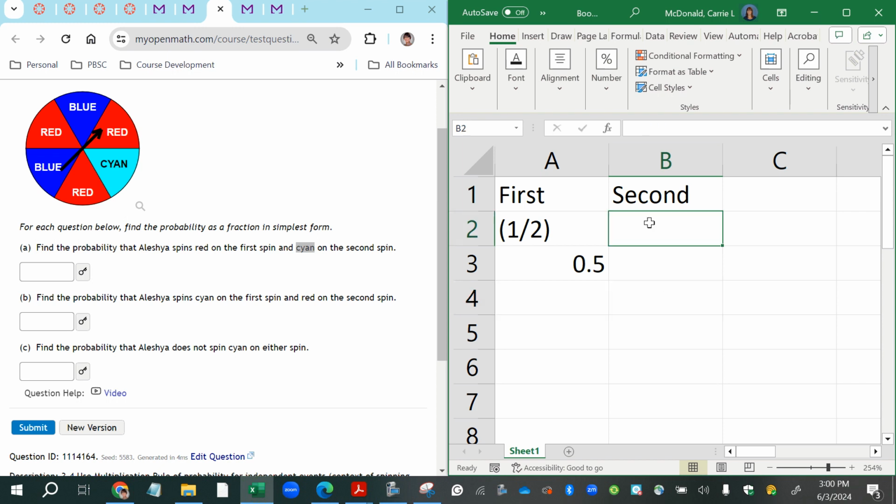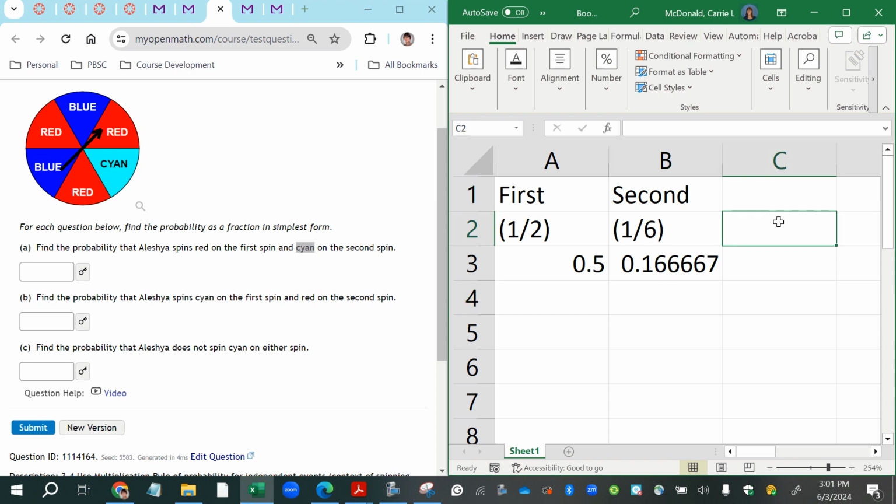All right, so that means that we do want to keep it as 1 over 6 instead of 1 out of 5, because we still have 6 sections total that we could land on that second spin, and only one of those 6 is cyan. Now that we have the probabilities for each of these, we want to multiply them.